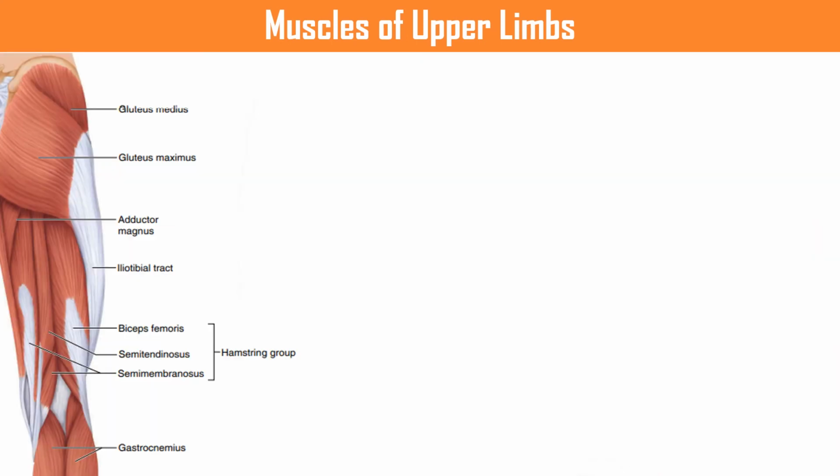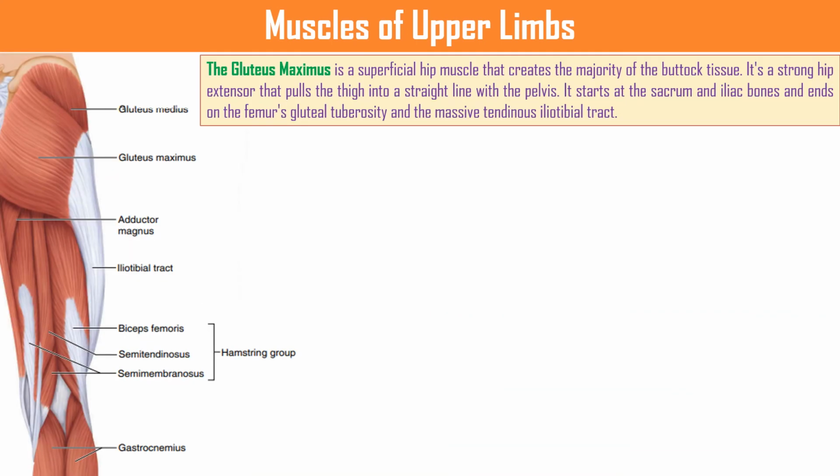Muscles of the lower limb. The first muscle we're going to discuss is gluteus maximus. Gluteus maximus is a superficial hip muscle that creates the majority of buttock tissue. It is a strong hip extensor that pulls the thigh into a straight line with the pelvis. It starts at the sacrum and iliac bone and ends on the femur's gluteal tuberosity and the massive tendinous iliotibial tract.